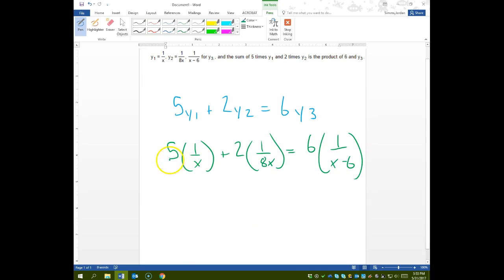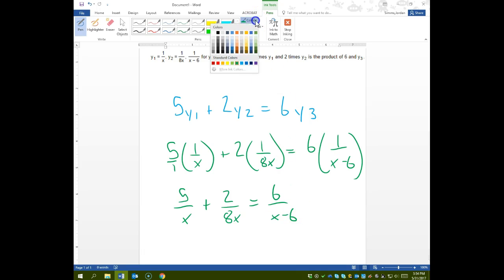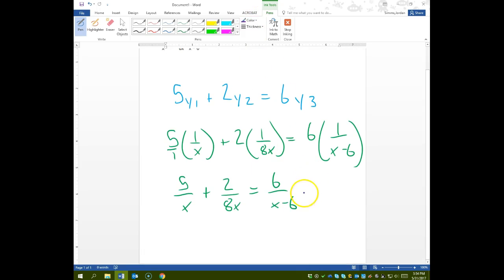So now let's multiply that out. Remember with fractions here, this is like 5 over 1, so this is going to be 5 over x plus 2 over 8x equals 6 over x minus 6. Now let's do the LCD. The LCD is going to be 8x times x minus 6. The reason why: this is one factor, my next factor is right here, and x is part of 8x. It goes into there, so that's okay.